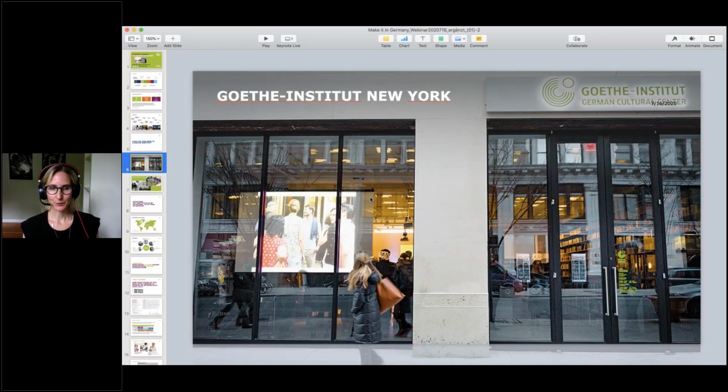As I said, I work at the Goethe-Institut in New York. Here is just an impression for you so you can see where I usually work. Right now I am still at home. The Goethe-Institut is closed as a location, but we are still working and offering language courses and have our programming going on. But usually we have that beautiful location right in the center of Manhattan.